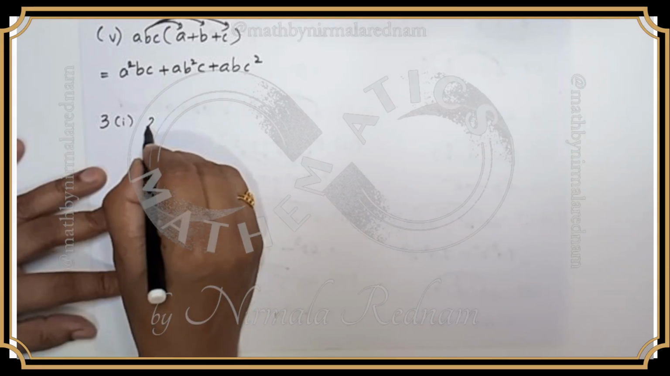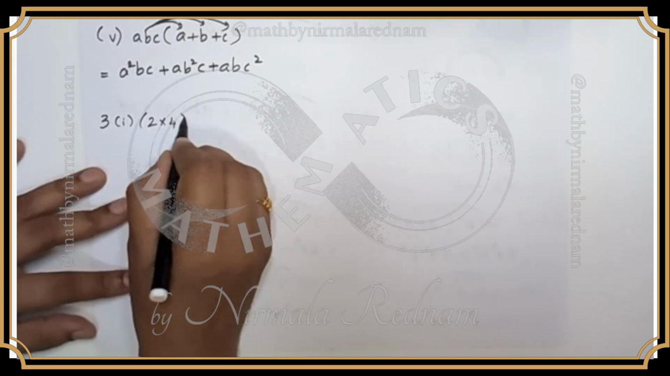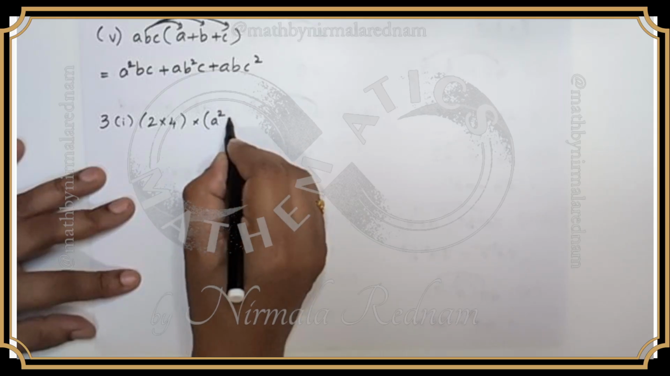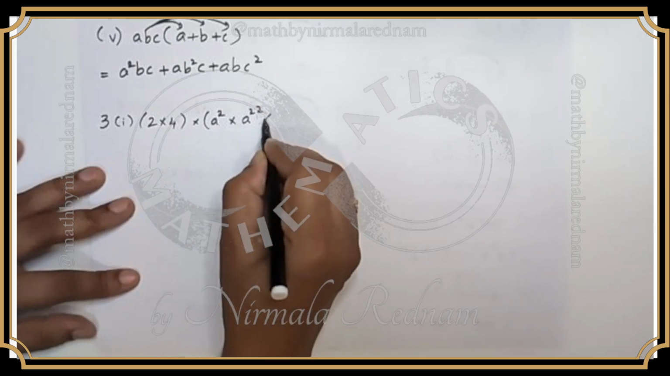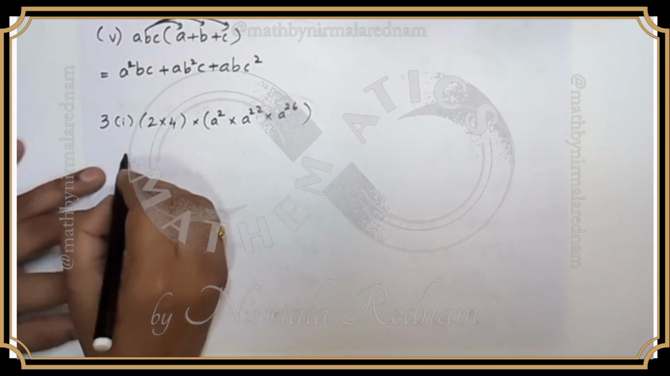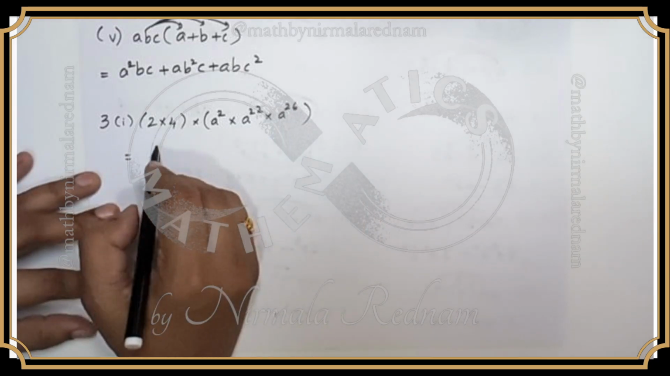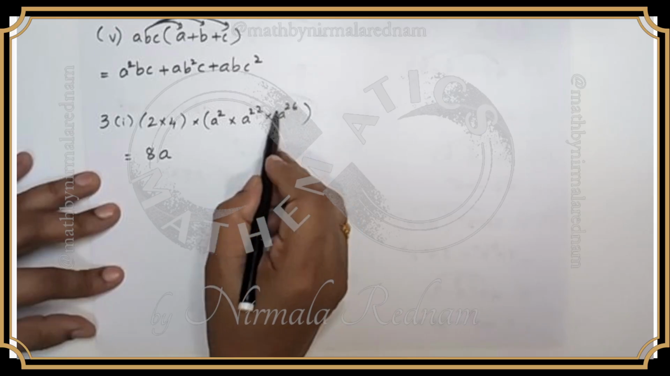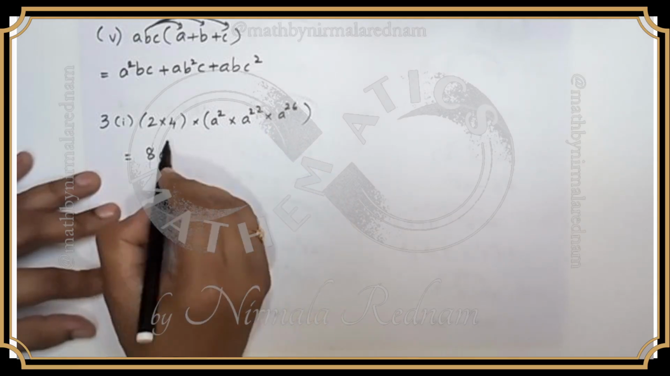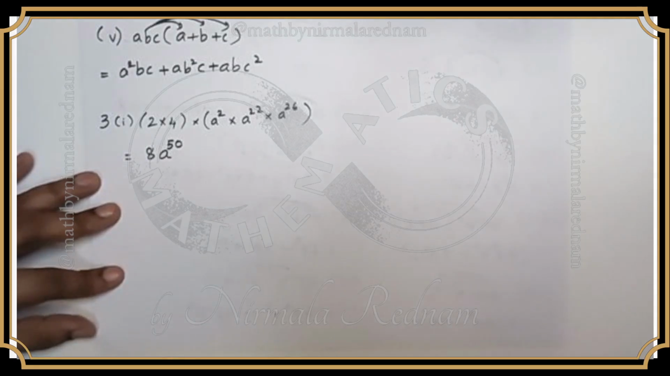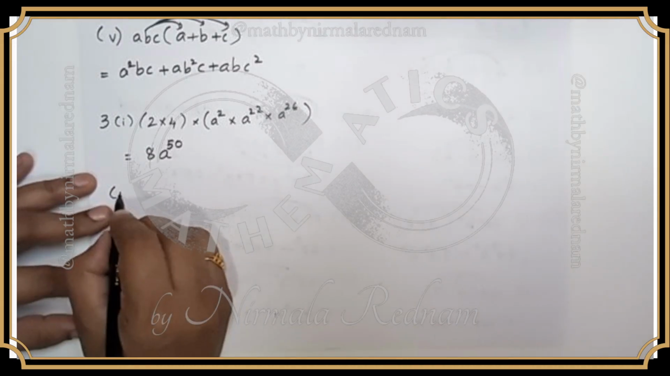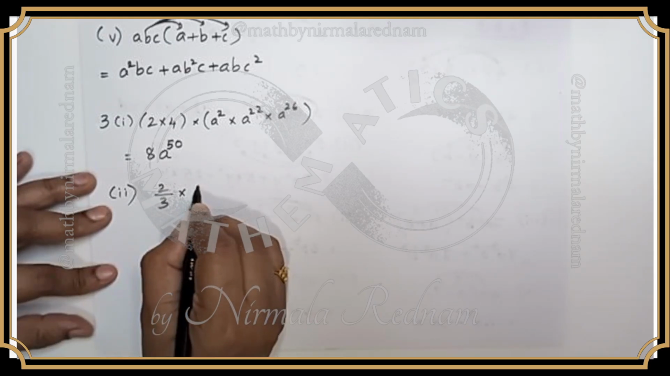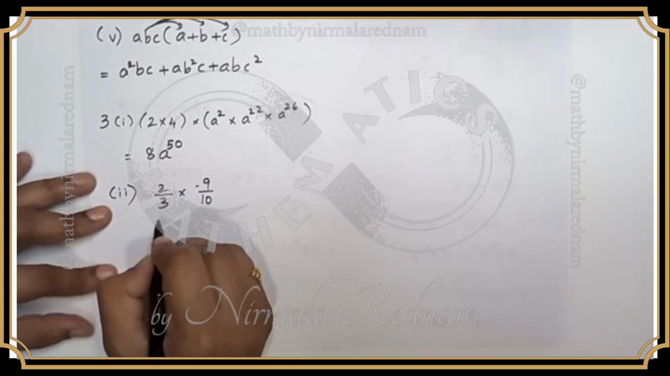So I'm going to write directly 2 into 4 because these are the coefficients. And then there's only one variable which is raised to 2 and then it is raised to 22 and then it's raised to 26, right? So this is nothing but 8. Now how many A's do I have? 26 plus 22 is 48 plus 2 is 50. So 8 raised to 50. That is your answer.